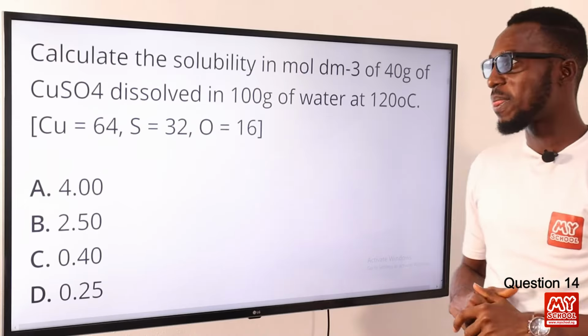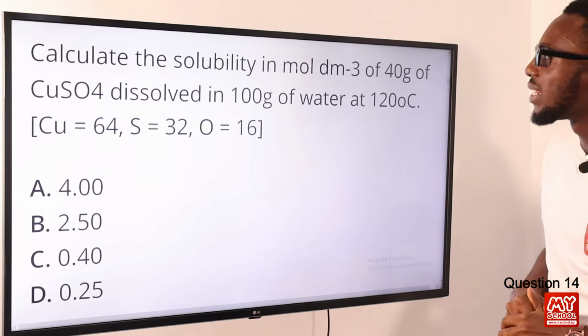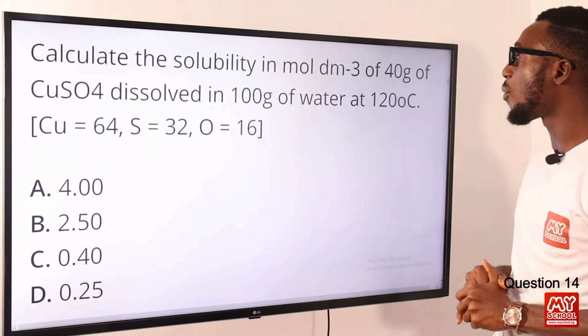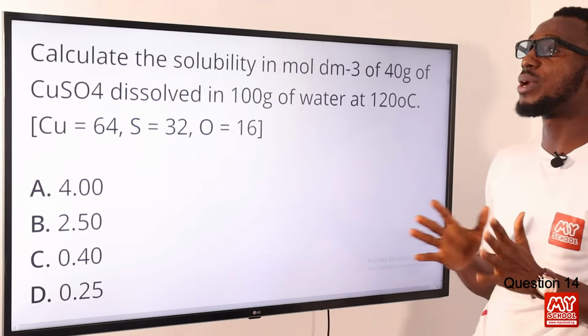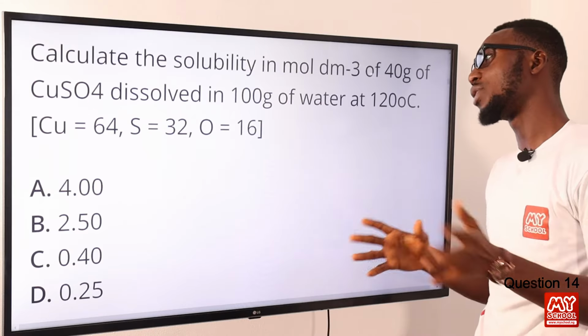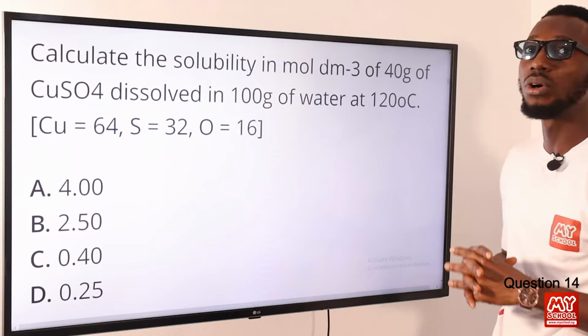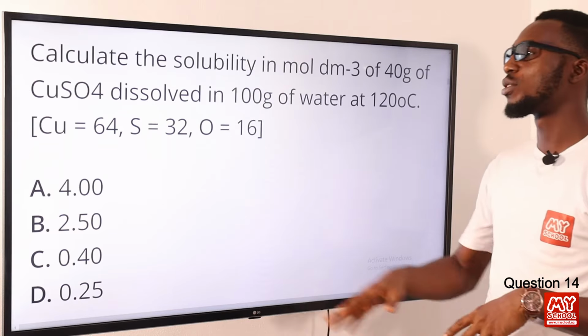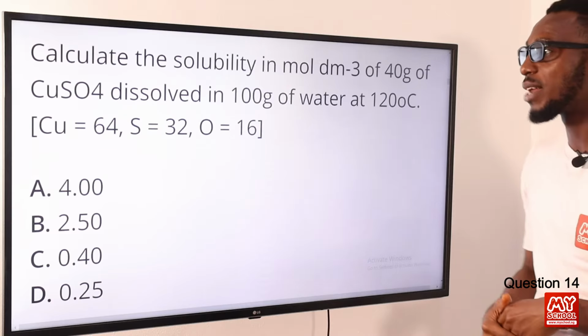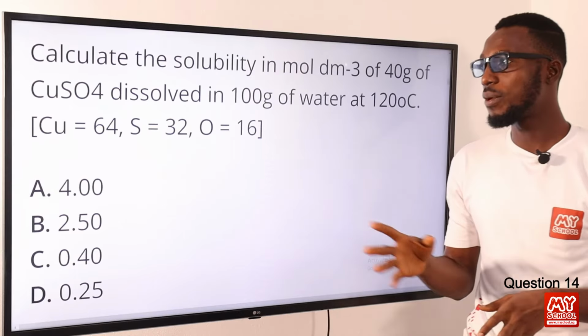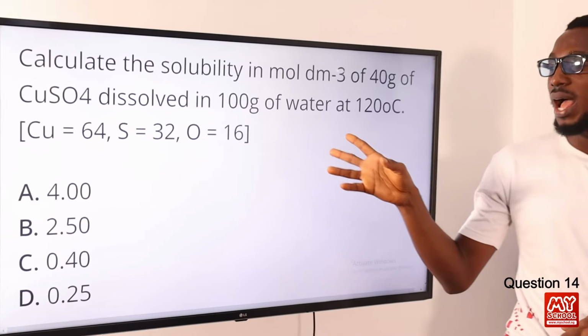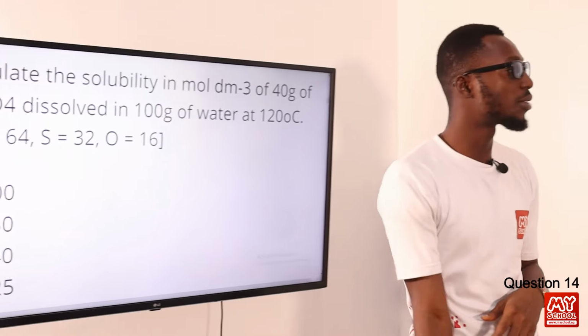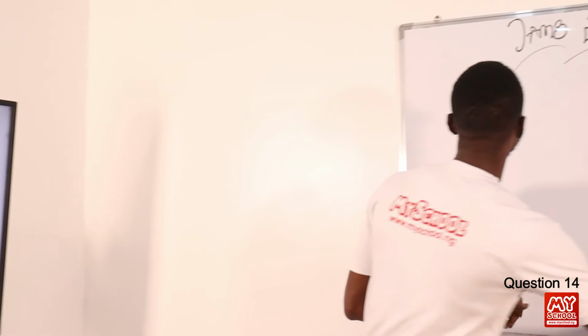Question 14. Calculate the solubility in mole per dm cube of 40 grams of CuSO4 dissolved in 100 grams of water at 120 degrees Celsius. We are given the relative atomic masses: copper 64, sulfur 32, oxygen 16. That is copper tetraoxosulfate(VI).